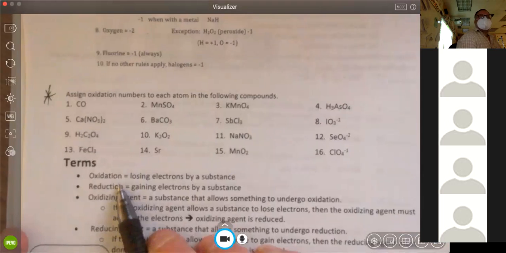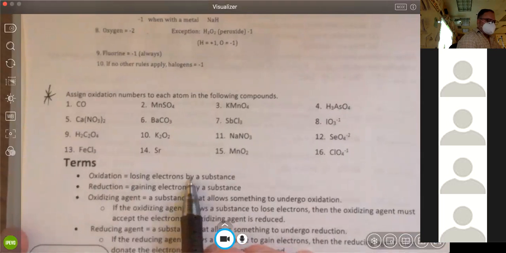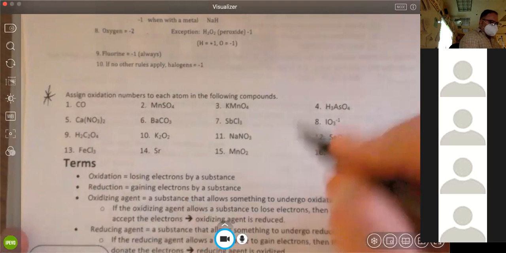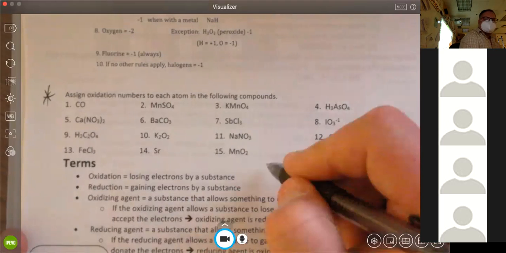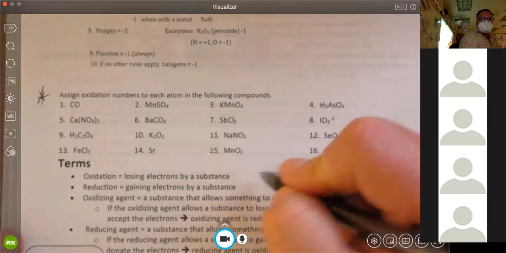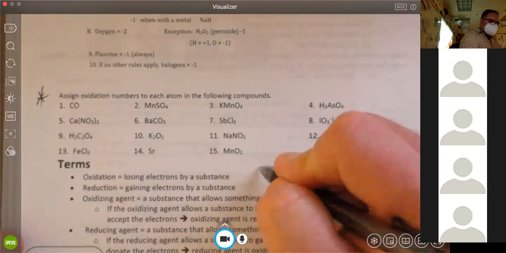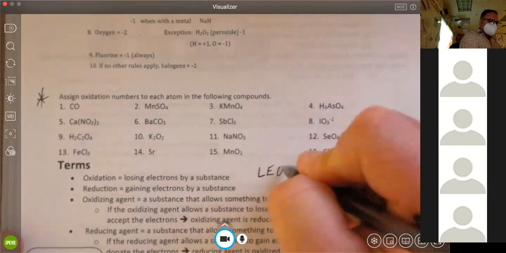If something is what we call oxidized, that means it loses electrons. If something is reduced, that means it gains electrons. There are 2 of these mnemonic things that people use. The most common ones, if you're going with another tutor or whatnot, they may say Leo goes grr. What is a Leo?